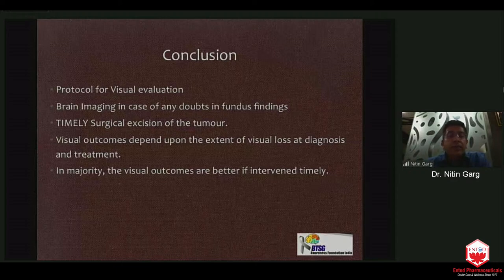As a neurosurgeon, we feel that the ophthalmologist should have a protocol for a complete visual evaluation. And if there's any doubt, brain imaging should be done. It's available now in most of the cities, including tier 2 and tier 3 cities, and it doesn't cost much. And of course, timely surgical excision of these tumors is very essential, and visual outcome depends upon the extent of visual loss at the diagnosis and treatment. And in our experience, the outcomes are mostly better if they are intervened timely. Thank you.